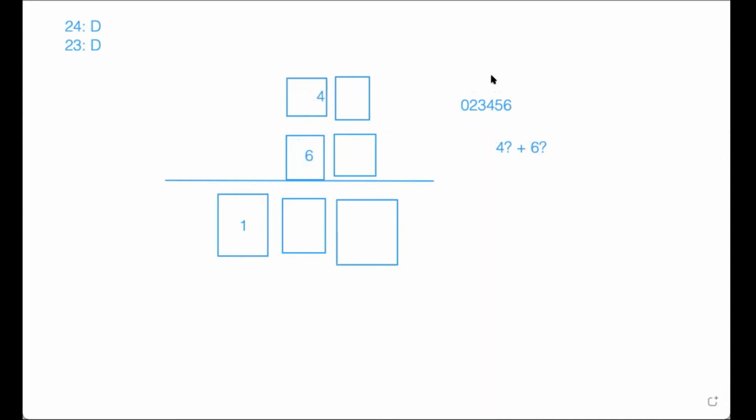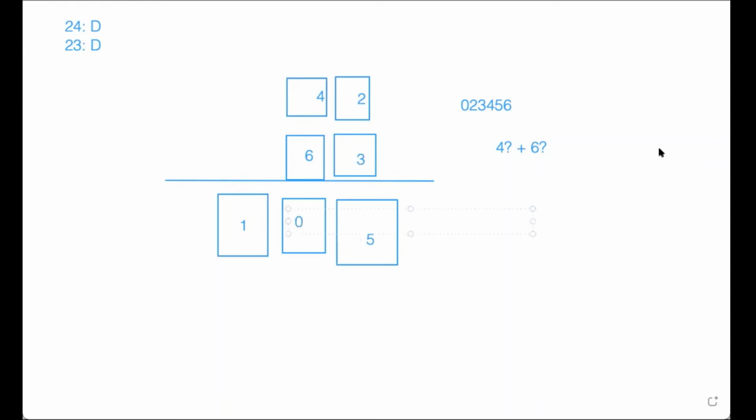Now what we have left is 2, 3, and 5. And that adds up perfectly. We can have 2, we can have 3, and we can have 5. And if we finish this calculation, 42 plus 63 equals 1 blank 5. The number left over is 0.